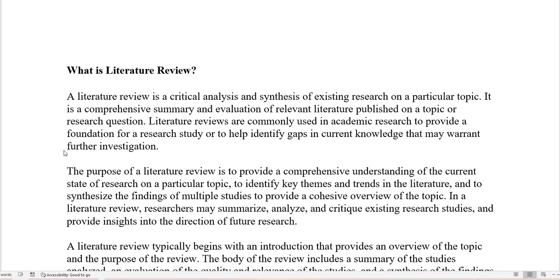So that's a literature review. It's a book report of everything you read. It's not an annotated bibliography, because in a literature review, you combine all of your articles together, okay? And then you tell the reader or the professor how that's going to relate to your paper.